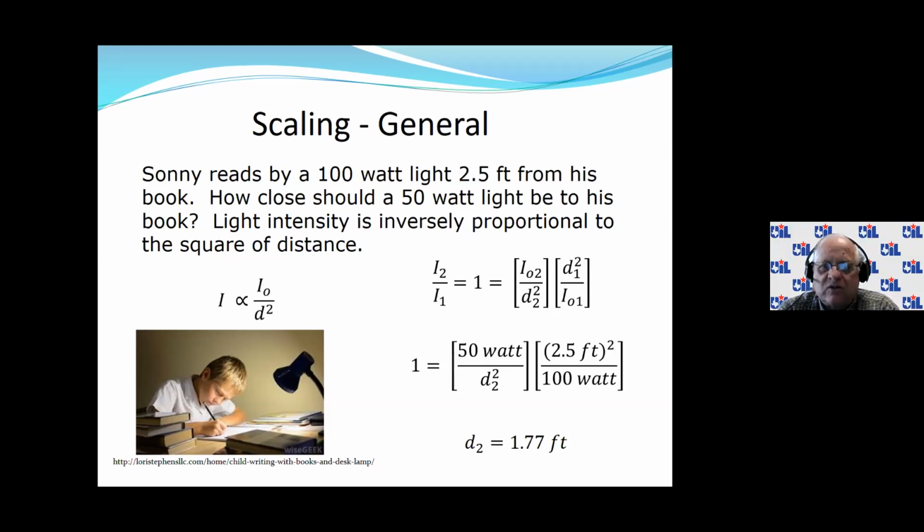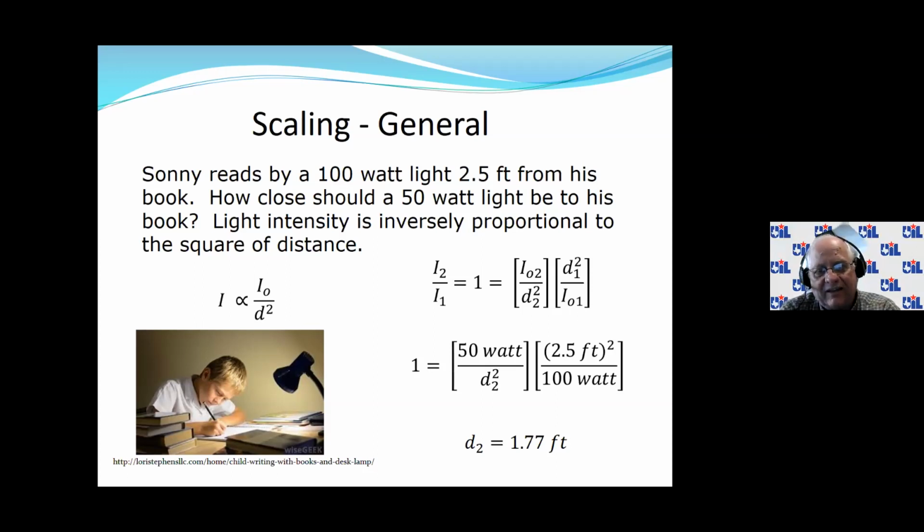Again, I can do a sanity check. Obviously, if I reduce the intensity of the bulb, I have to move it closer to the reading surface. That seems reasonable enough. And we go from 2.5 feet for the 100-watt lamp to 1.77 feet for the 50-watt light bulb. So again, this is a demonstration of scaling principles.